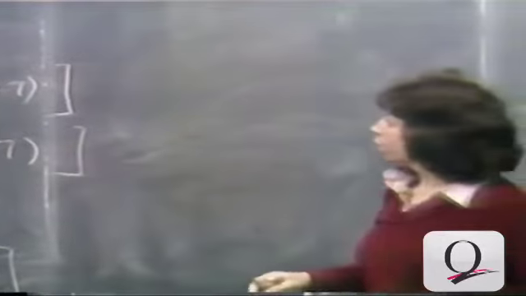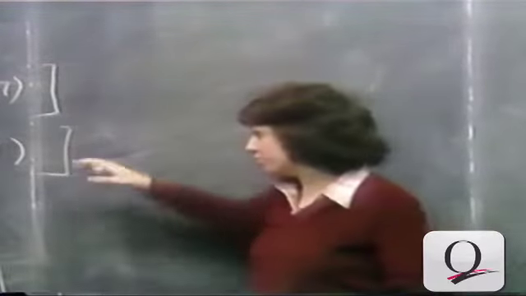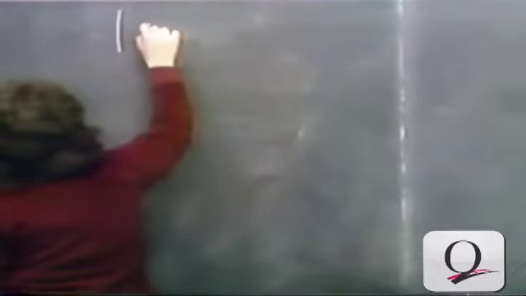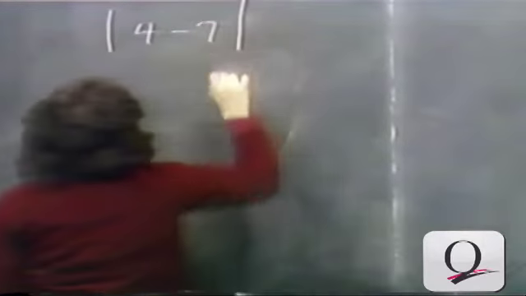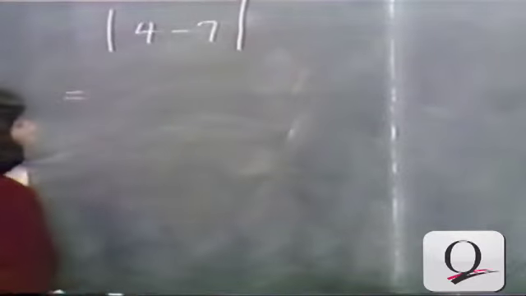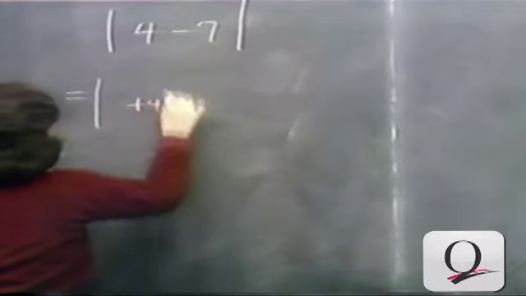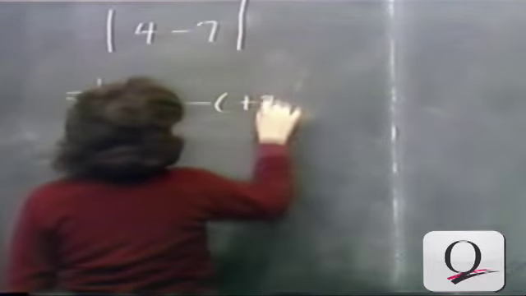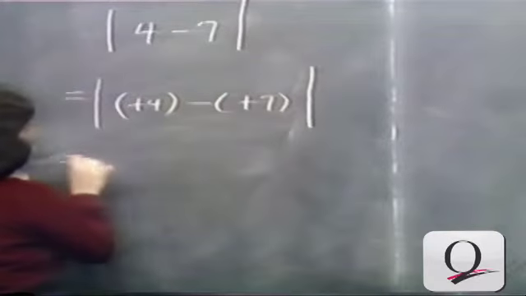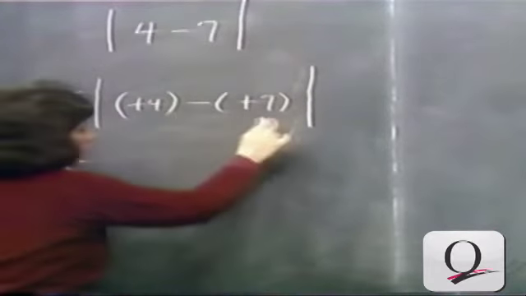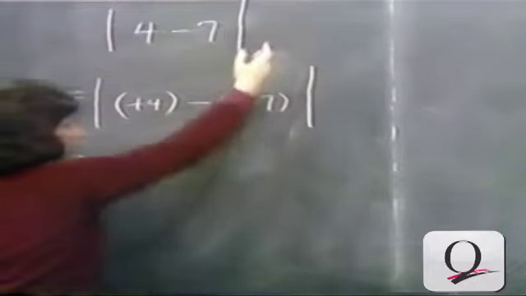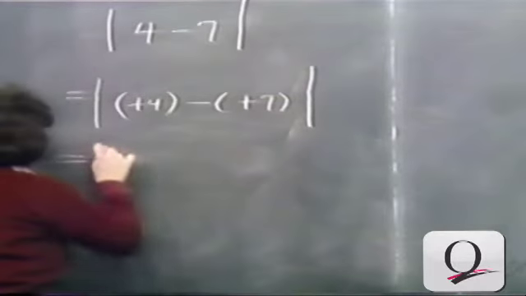Let's try one last problem, mixing absolute value, which we studied in the tape on addition of signed numbers, in with the subtraction. Okay, the absolute value of 4 minus 7. This must mean the absolute value of +4 take away +7. In other words, first we will do a subtraction of signed numbers problem, and then at the end, after we get the answer, we will take the absolute value of that. Okay, +4 take away a +7 in absolute value.